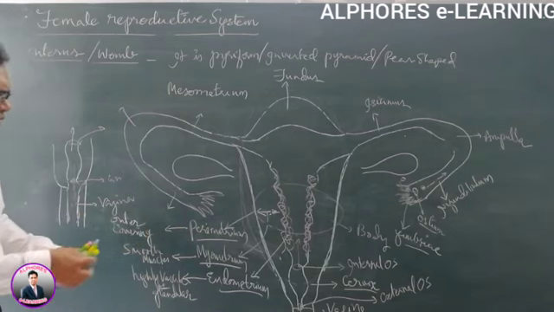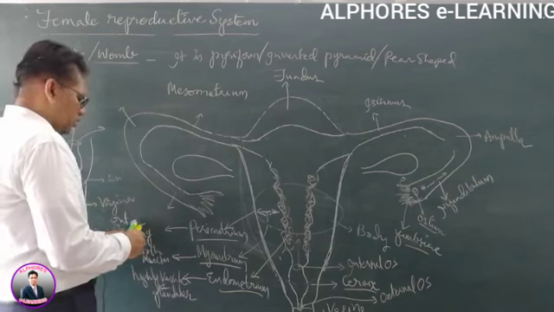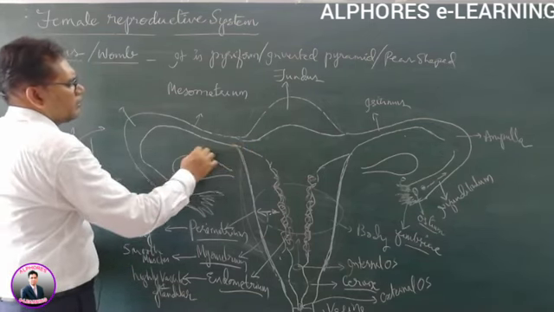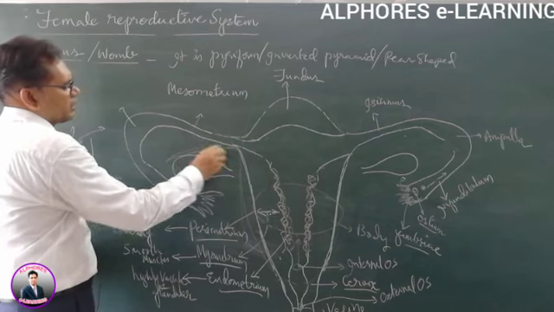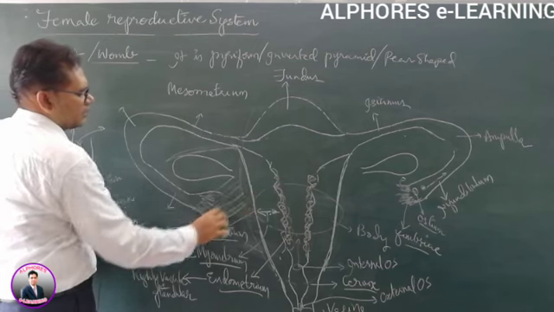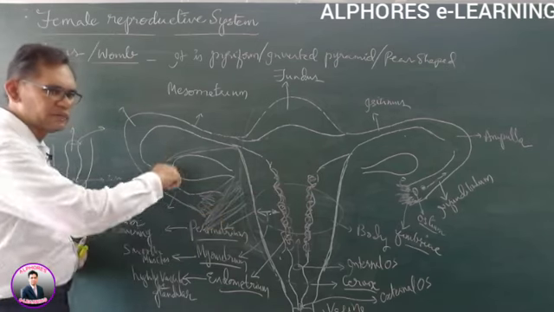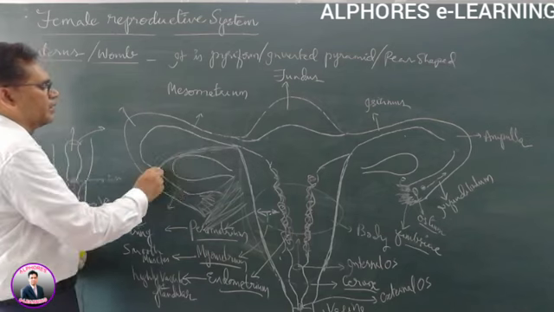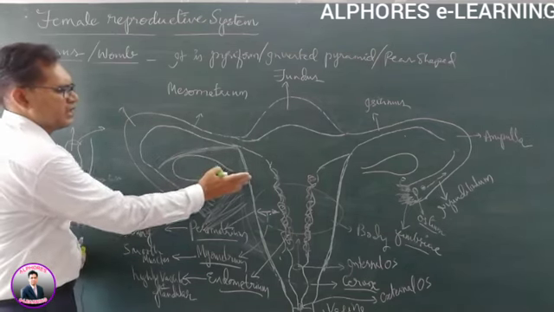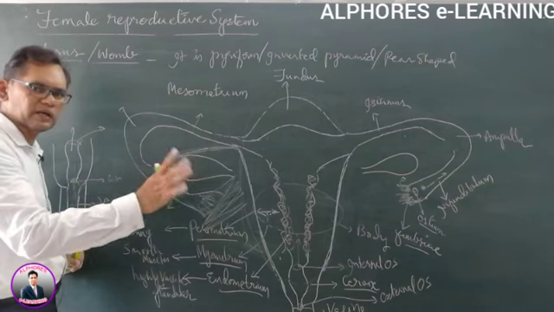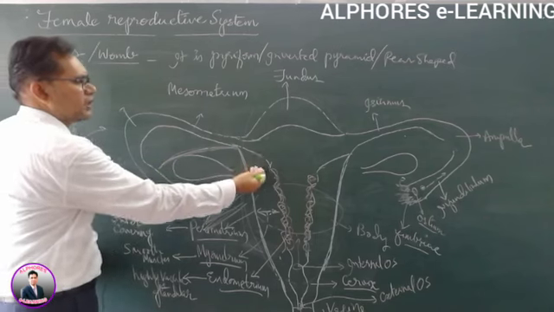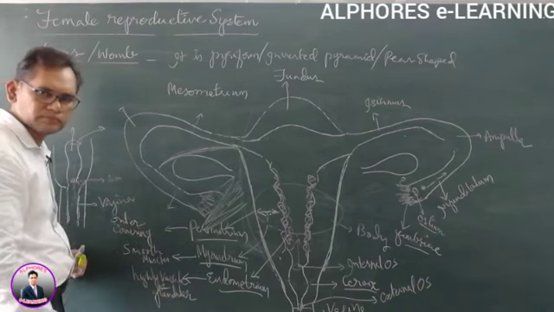Now the uterus is connected to the abdominal wall by ligaments. There are 2 ligaments: a broad ligament and a round ligament. With the help of these ligaments the entire uterus is connected. This is the broad ligament, and this is the round ligament, with which the uterus is connected to the abdominal wall.